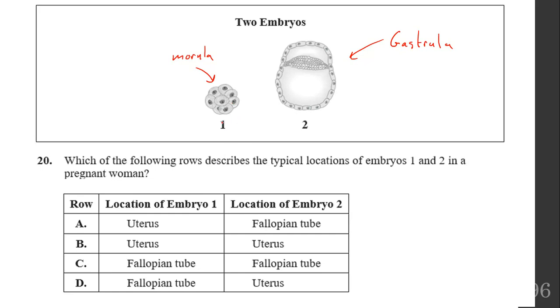So structure number 1, the morula, the solid ball of cells, this would be in the fallopian tube. Okay, so the solid ball of cells is still in the fallopian tube. It does not become a hollow ball of cells until it reaches the uterus, at which point it becomes a blastocyst. Now, once it implants, that blastocyst undergoes gastrulation, and we get this flattened embryonic disc that forms, okay? And this happens in the uterus. Specifically, and I know that's not in the question, but this would be after implantation in the endometrium, okay? So the correct answer would be D.